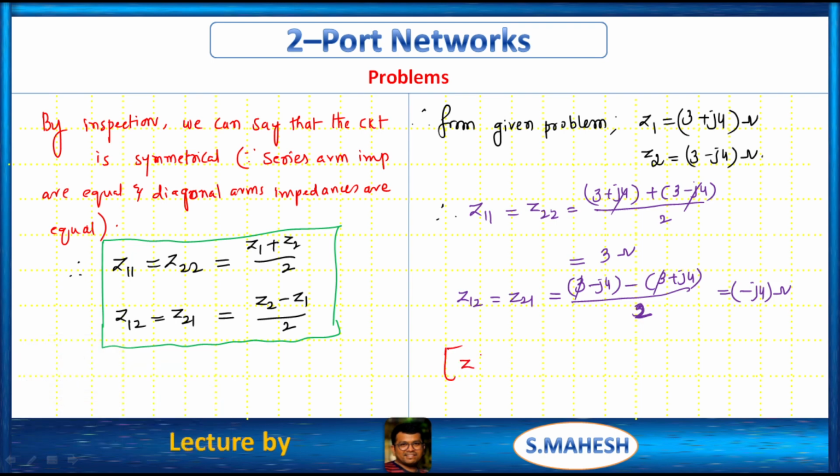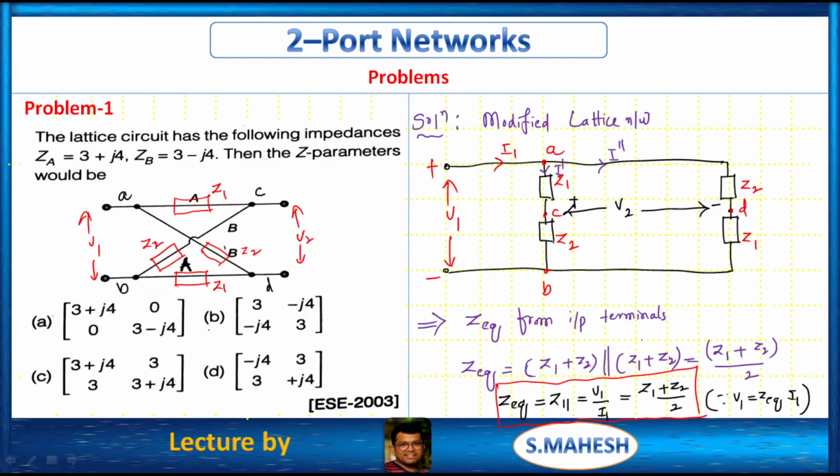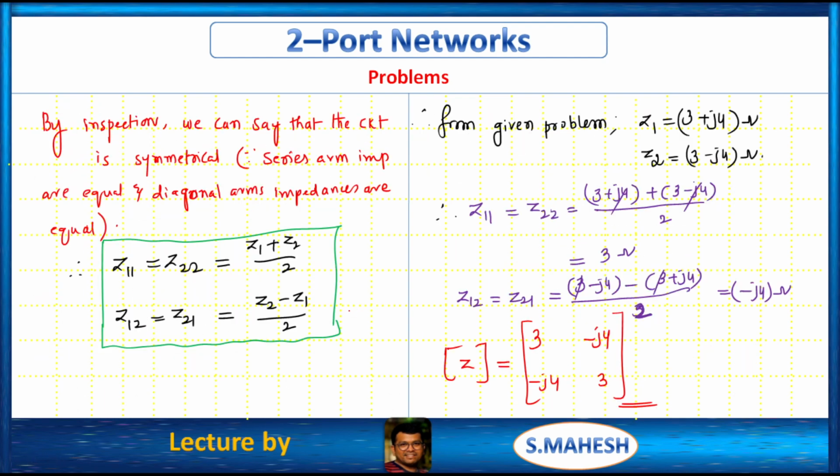Finally, we have to calculate the impedance matrix. This is 3, this is minus J4, this is minus J4, this is 3. That's it. This is the answer. The option would be B. This is problem 1.